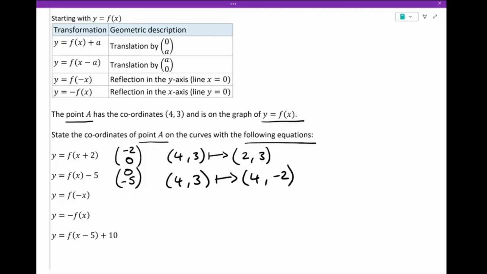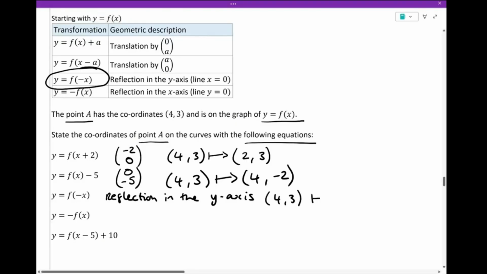Let's have a look at our next one. So we have y equals f of -x. So the x is being multiplied by -1. Which of our transformations does that happen for? That's going to be this one here, our reflection in the y-axis. So we are reflecting in the y-axis.